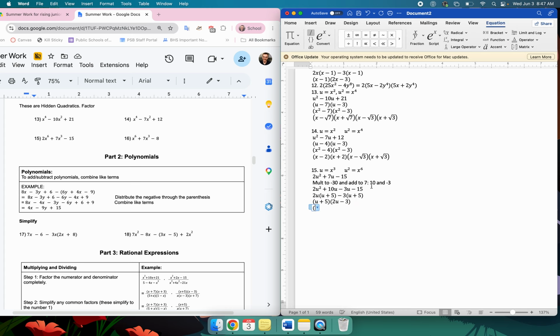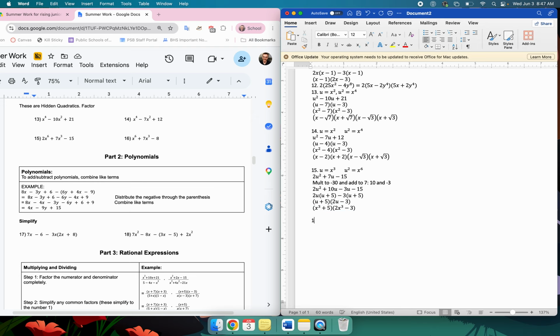Then I just need to switch back to the x's. What is u, or who are you? It's x cubed plus 5. And then 2u minus 3, that's 2x cubed minus 3. I don't think we can factor that any further. Cool. Number 16.